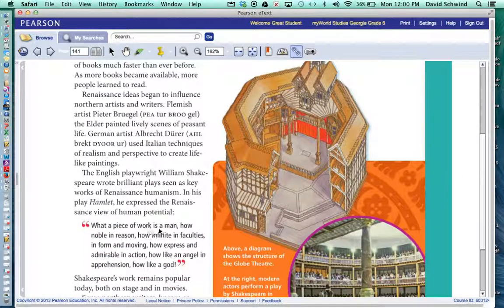What a piece of work is a man! How noble in reason, how infinite in faculties, in form and moving, how express and admirable in action, how like an angel in apprehension, how like a god.